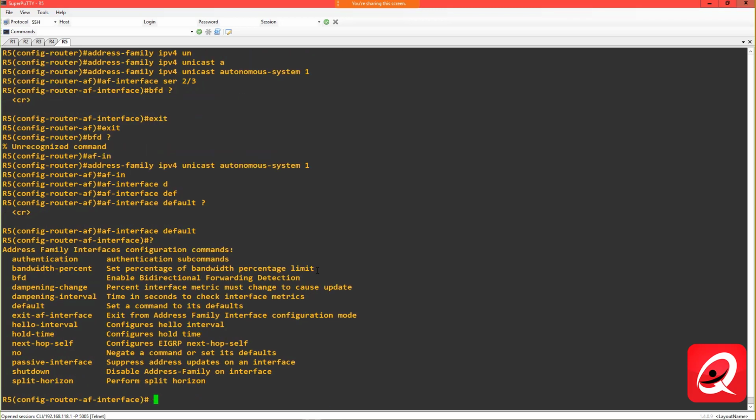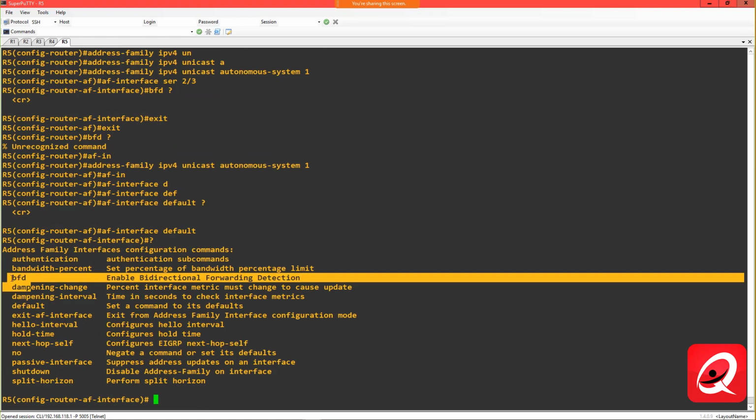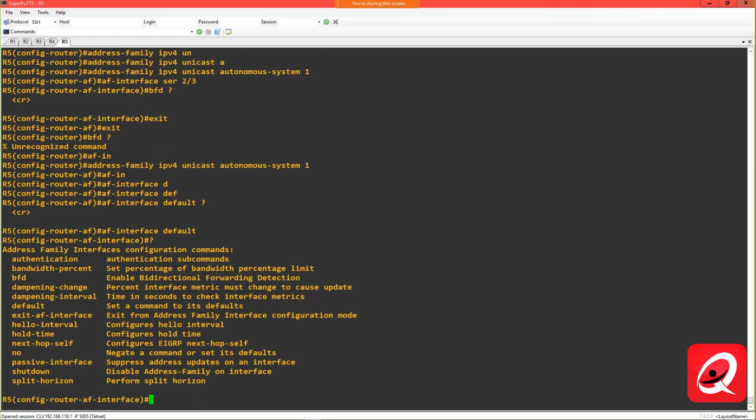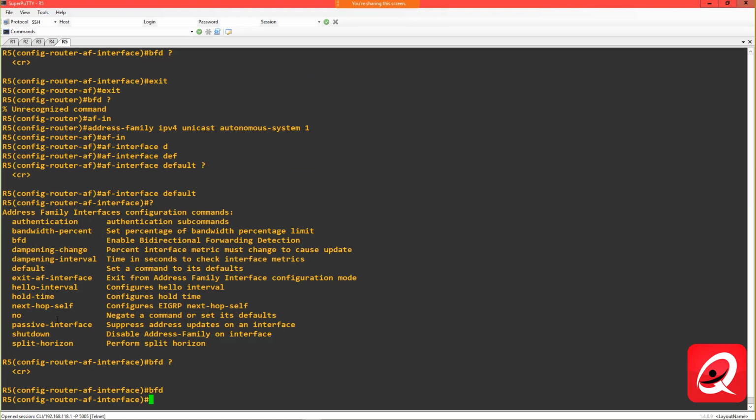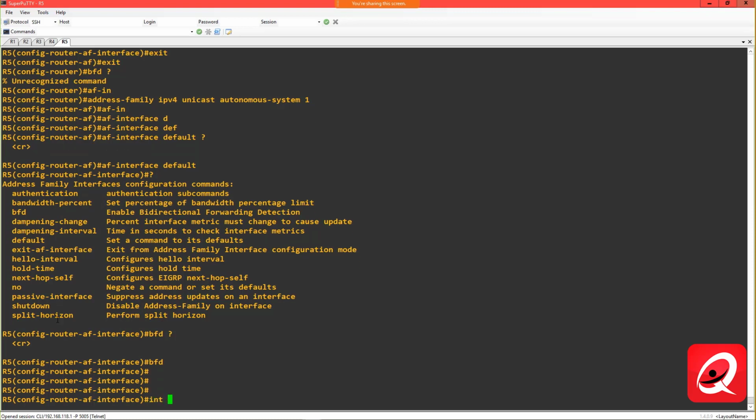And we should have the BFD option here as well. Now, it should give me the option to set the BFD parameters. And I wonder why it's not providing that option. Typically, this would be something that you would do under an interface. I might still have to actually do that on the interface physically.